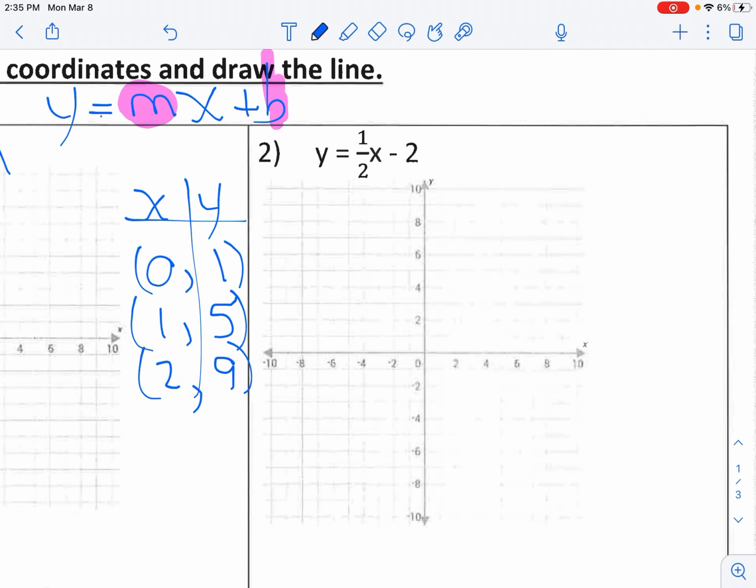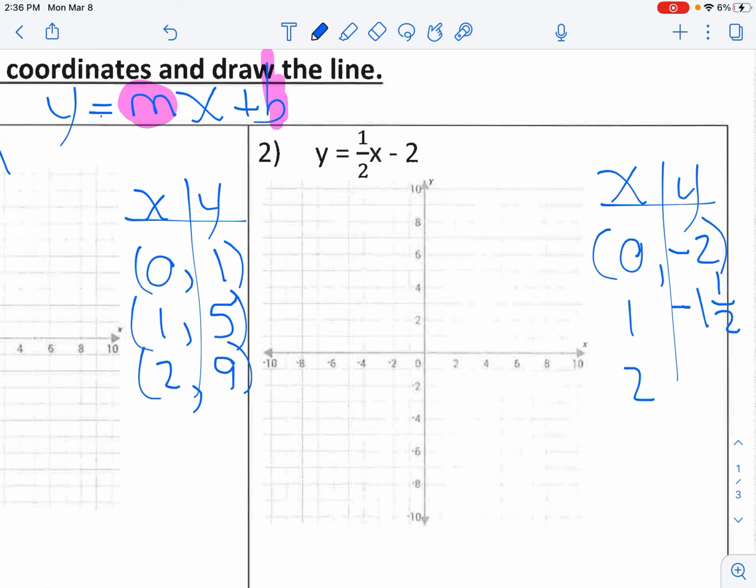Okay, XY chart for number 2. Use simple numbers like 0, 1, and 2. Substitute 0 for x. So 1/2 times 0 is 0, and 0 minus 2 is -2, first ordered pair. 1/2 times 1 is 1/2, and 1/2 minus 2 is -1 and 1/2. Substitute 2 for x. 1/2 of 2 is 1, and 1 minus 2 is -1.